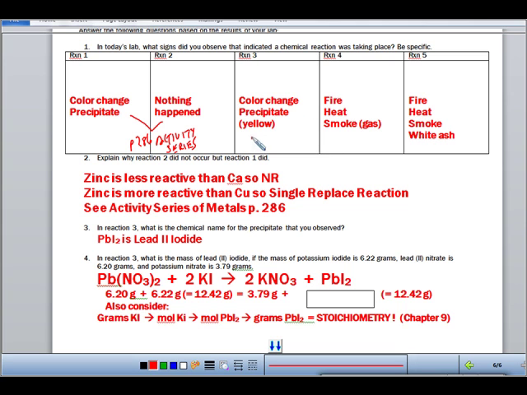So you look at page 860. This is the solubility tables. And if you look in our solution chapters, you'll see solubility rules. What we saw there was a color change, a very, very bright yellow precipitate.